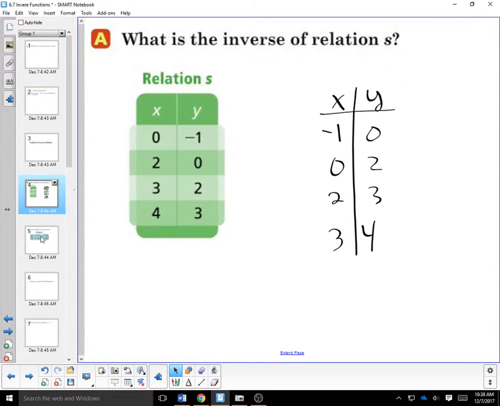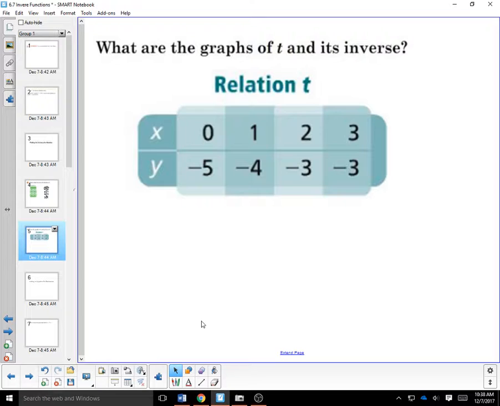All right, find me the inverse of relation T. Find me the inverse of relation T, please. This is a trick question.